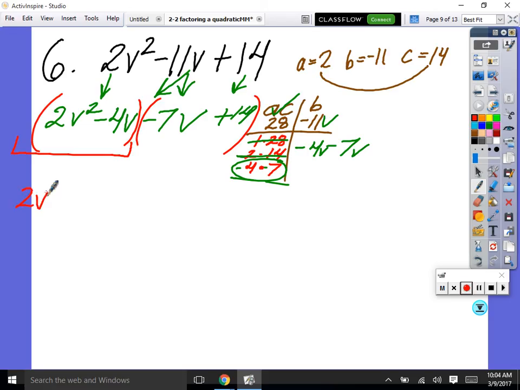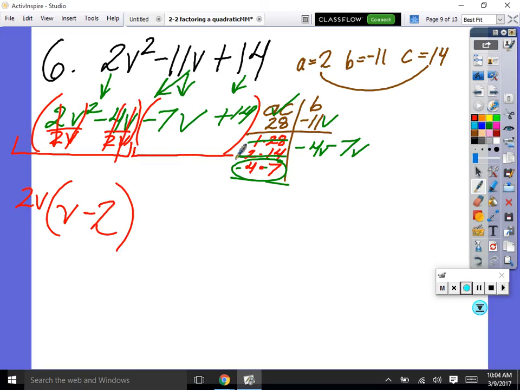Now, some of you are getting lazy and not doing what I'm doing, writing divided by, so you're getting them wrong. 2 and 2 divide out. V squared and V become V. Negative 4 divided by 2 is negative 2. V over V is 1.